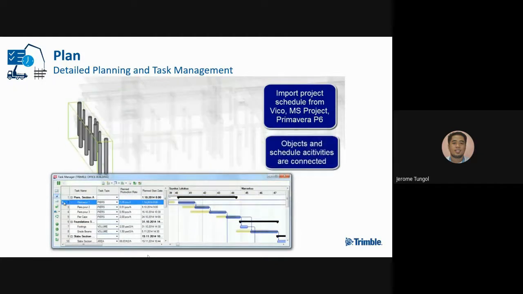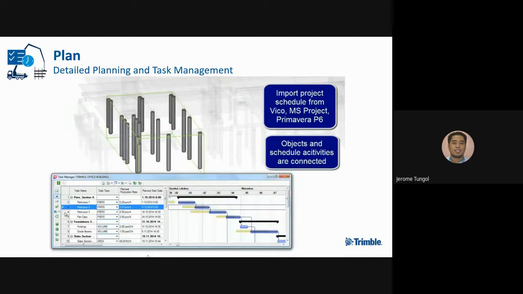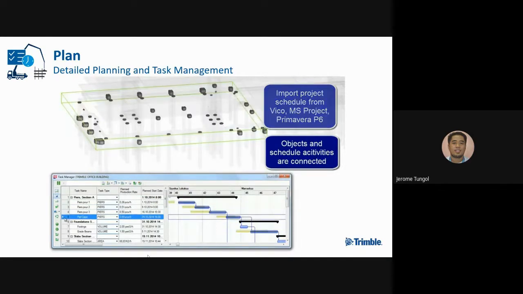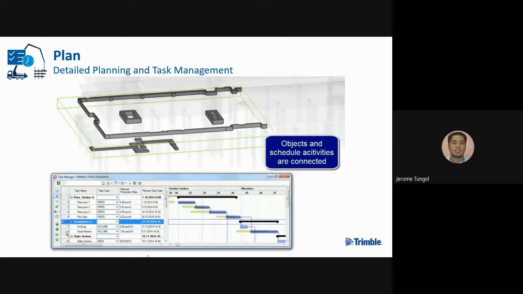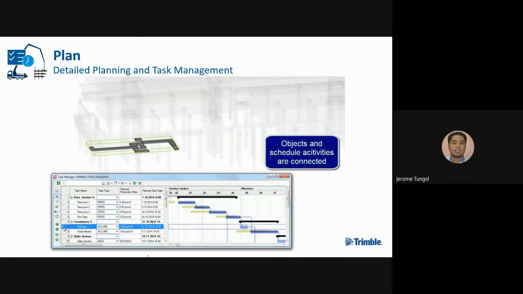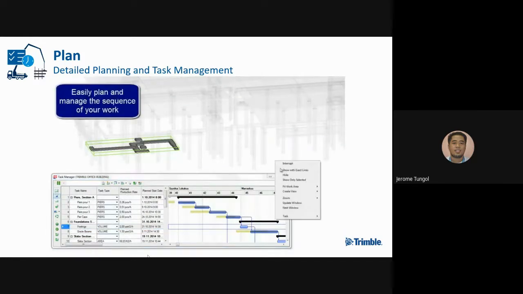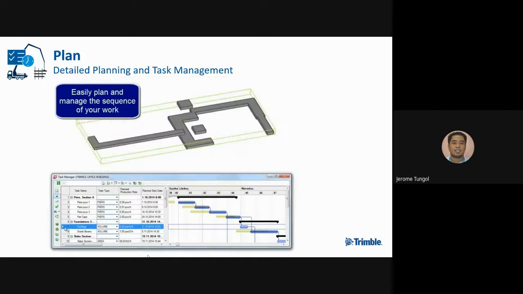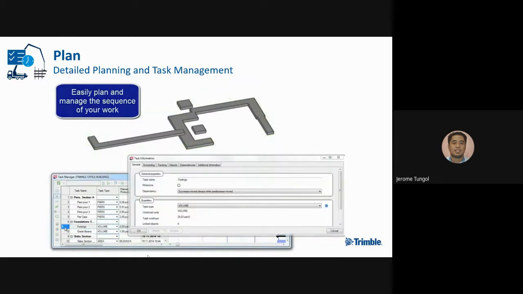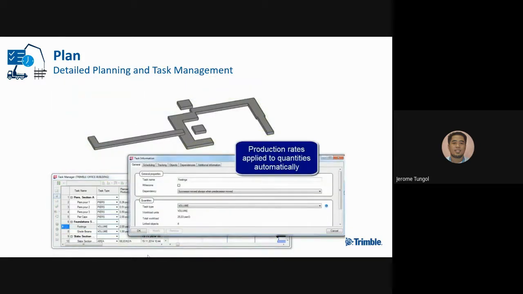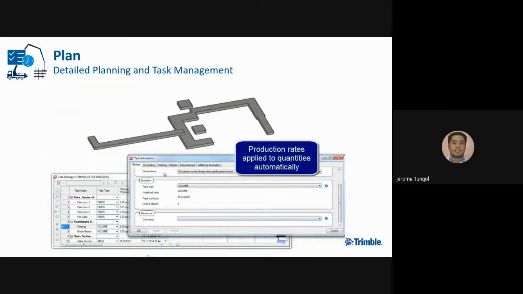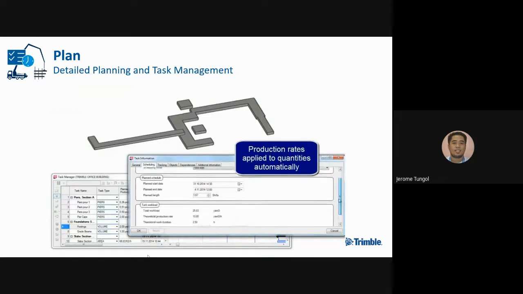And then lastly, Tekla Structures also has plan management using our task manager. So if you have already a project scheduled in Primavera, Bico, or MS Project, you can import it also in Tekla Structures. Objects and scheduled activities are connected. And using this, you can easily plan and manage the sequence of your work, with production rate applied to quantities automatically.